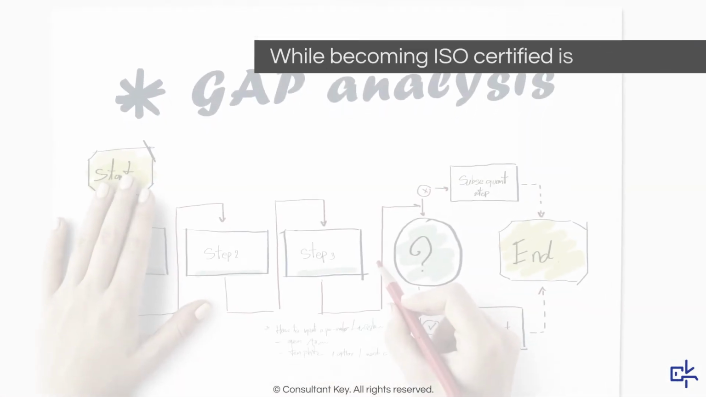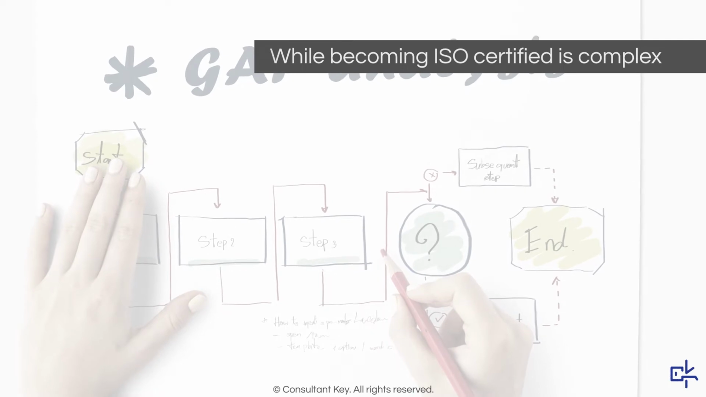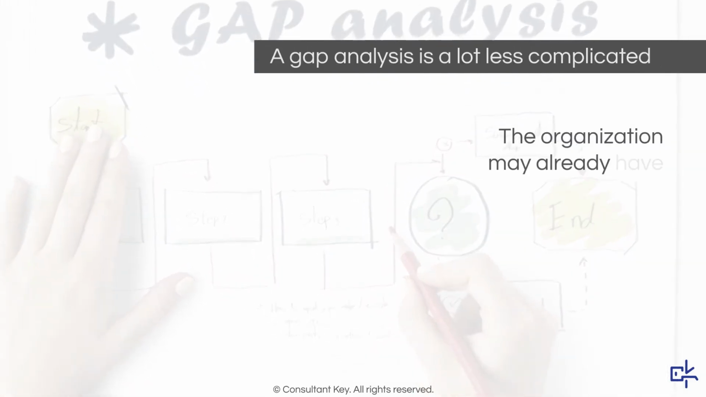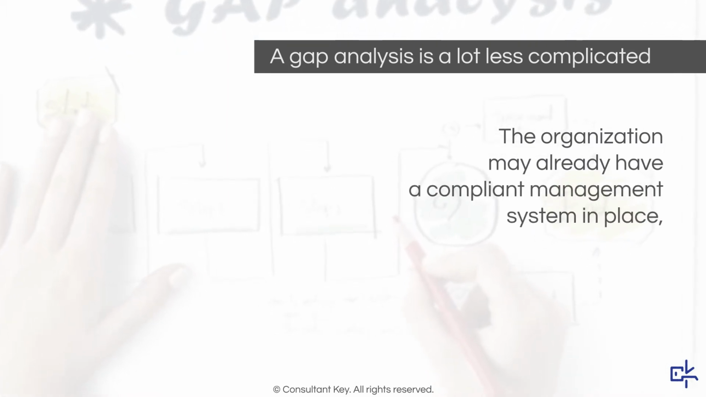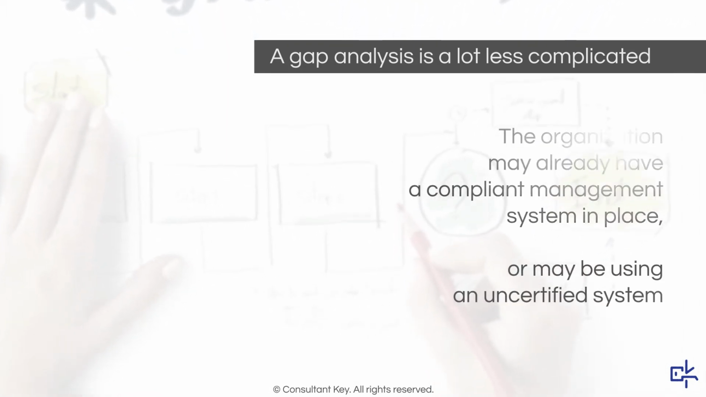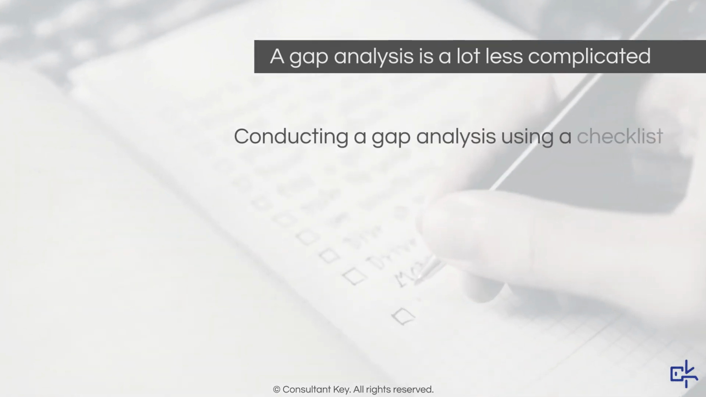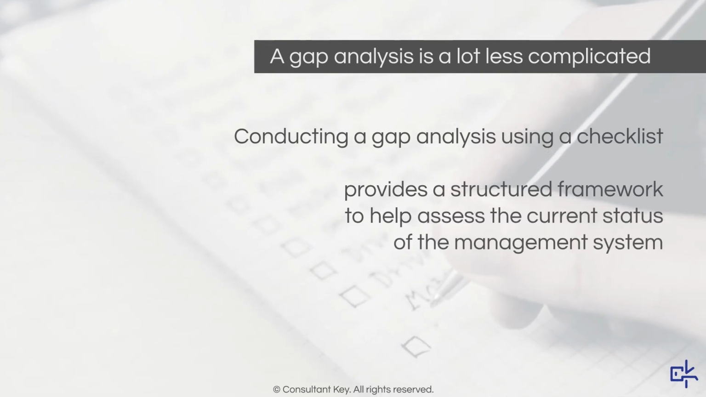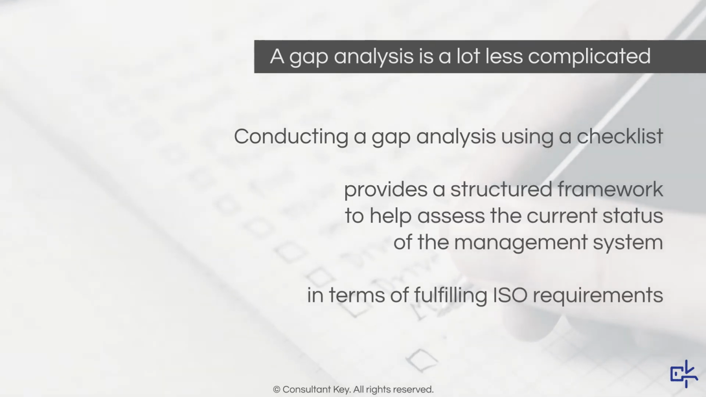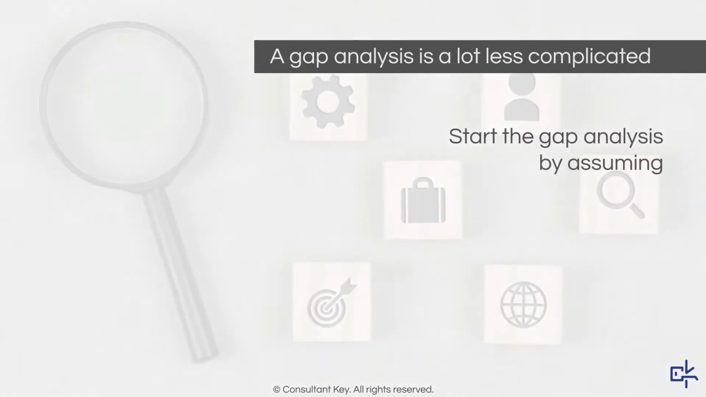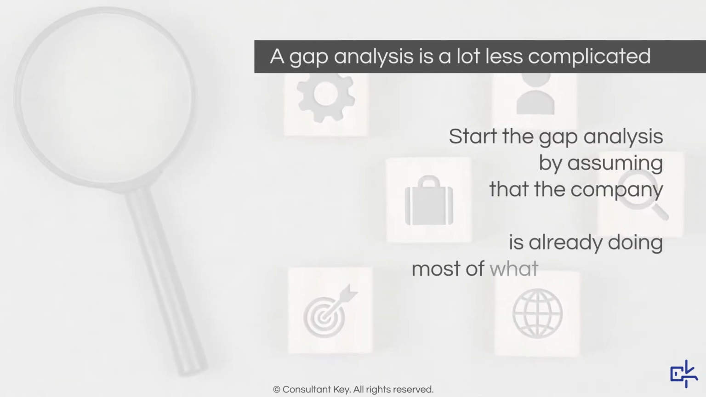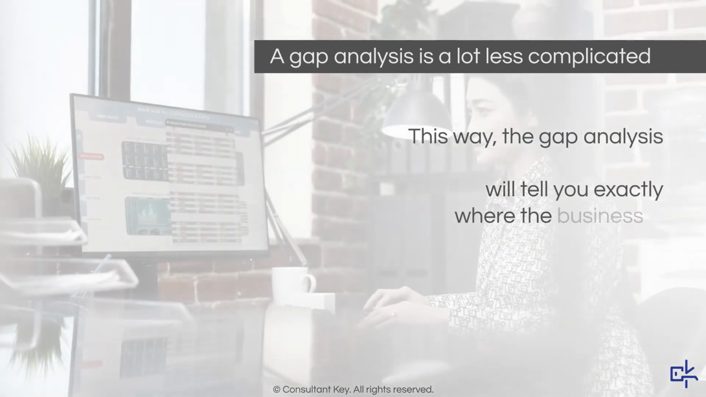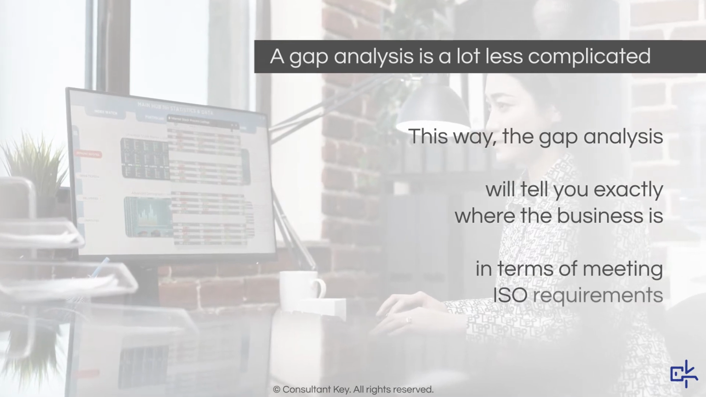While the process to becoming ISO certified is complex, actually completing a gap analysis is a lot less complicated. The organization may already have a compliant management system in place, or may be using an uncertified system. Conducting a gap analysis using a checklist provides a structured framework to help assess the current status of the management system in terms of fulfilling ISO requirements. Start the gap analysis by assuming that the company is already doing most of what ISO requires. This way, the gap analysis will tell you exactly where the business is in terms of meeting ISO requirements.